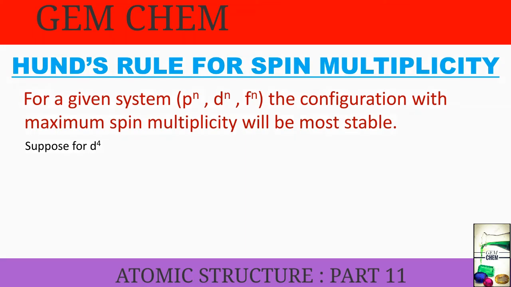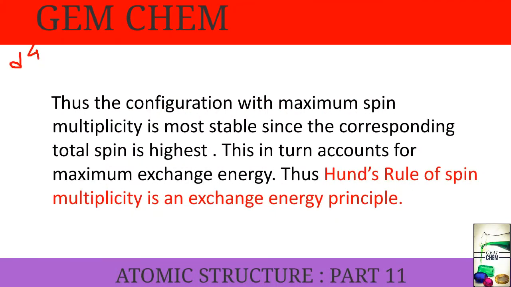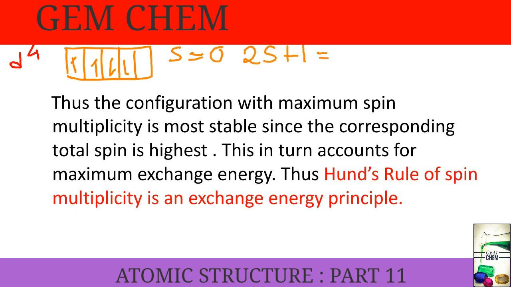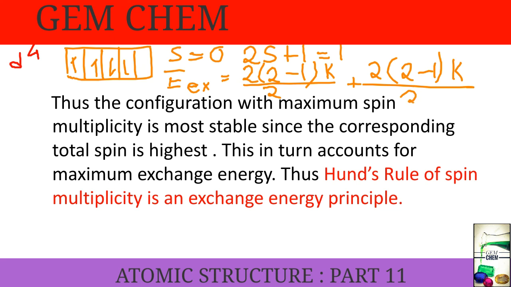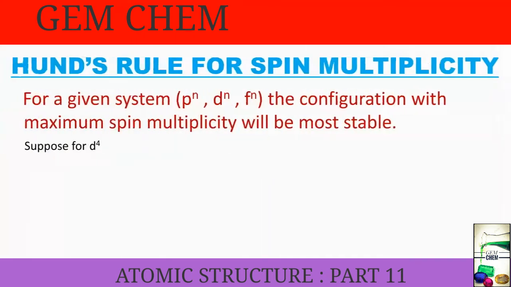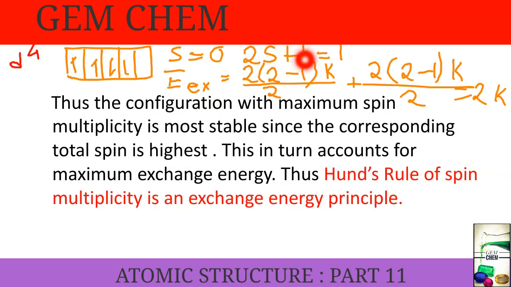Similarly, for the third configuration, we take 2 up and 2 down. In that case, the spin equals 0, so 2S plus 1 equals 1. So the exchange energy becomes 2 into 1 by 2 plus 2 into 1 by 2, which comes to 2K. So we can see that as spin multiplicity decreases, the value of exchange energy also decreases. It is the least when spin multiplicity is 1.